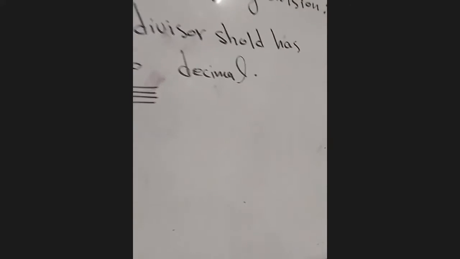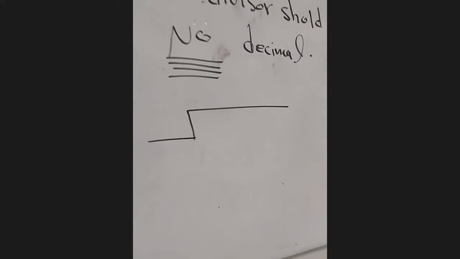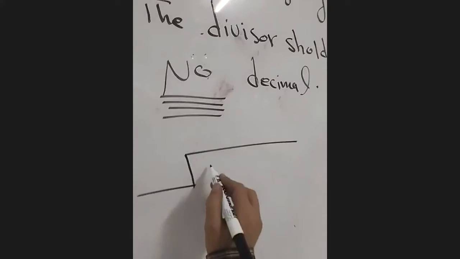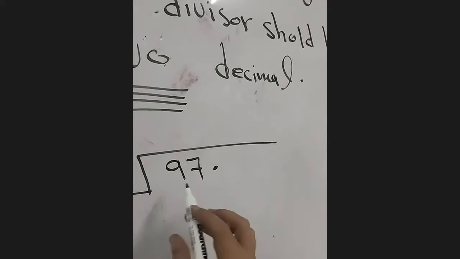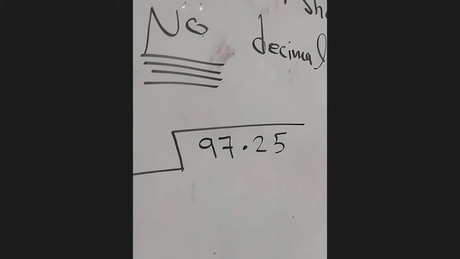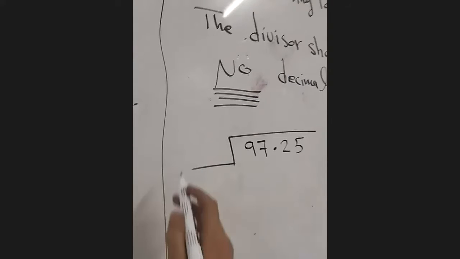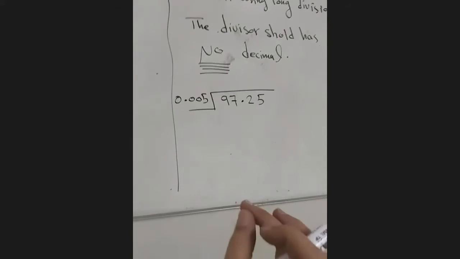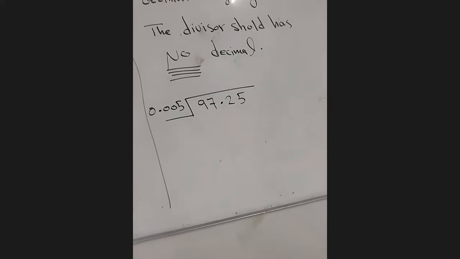Look here now. If I want to divide these two numbers, guys, look here and please be careful. 97.25 divided by 0.005. Be careful, guys, and please focus with me.